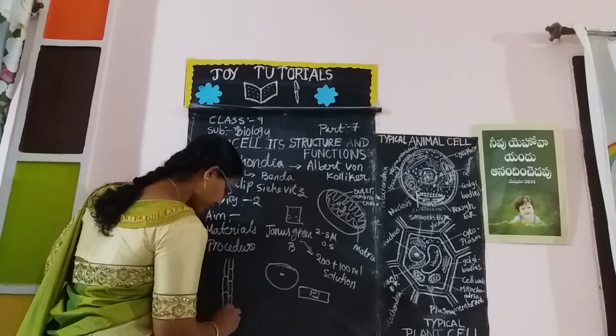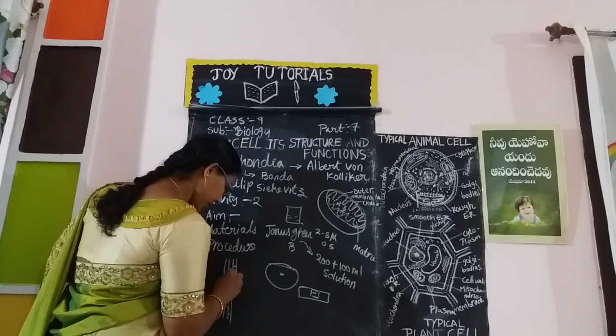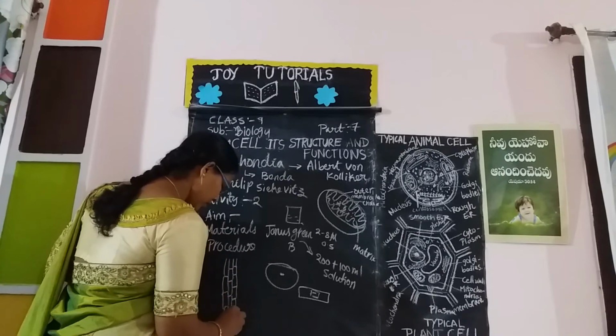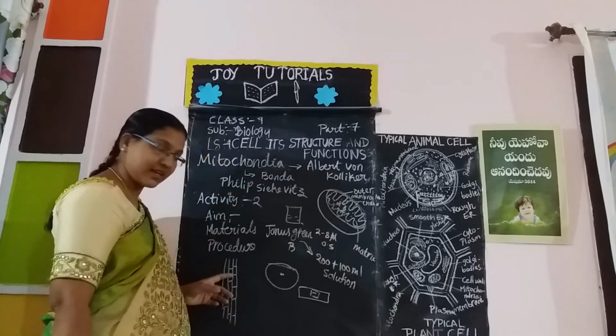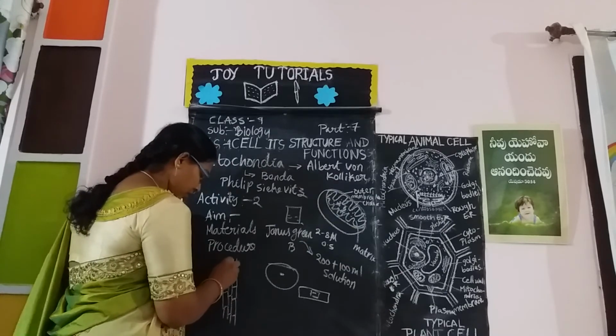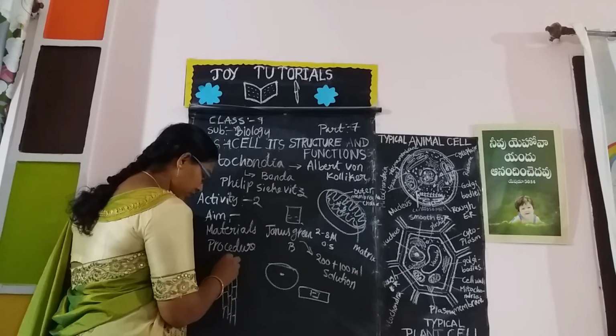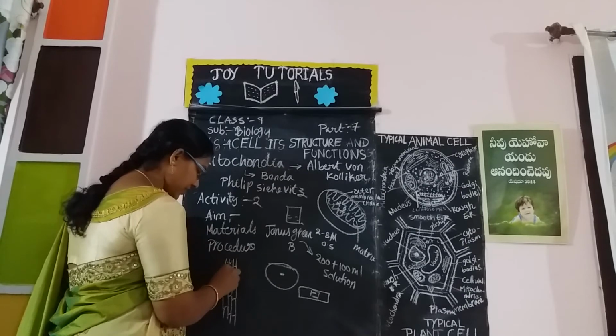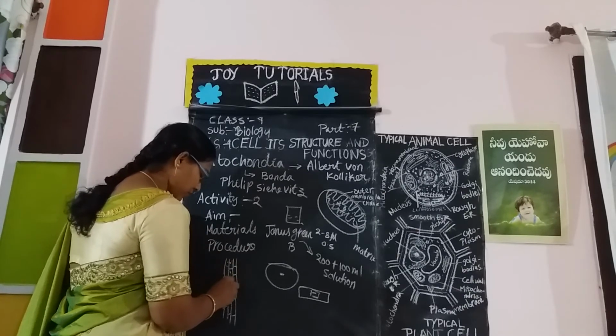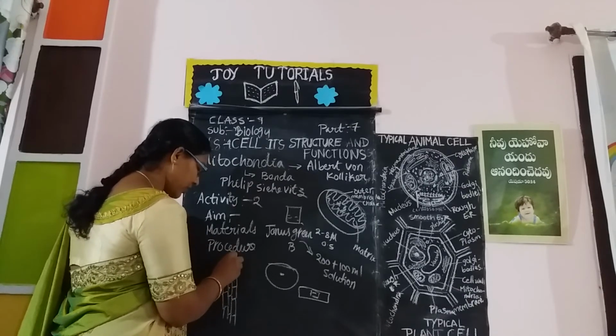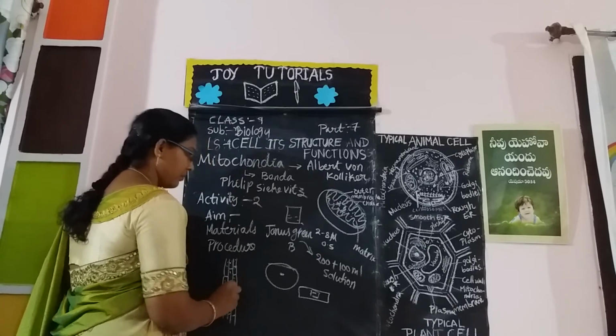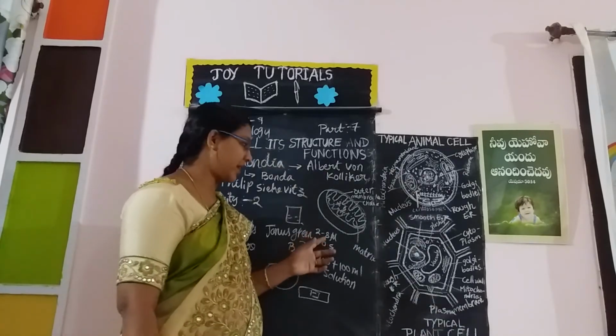This onion peel is a plant cell. So we will see rectangular shaped cells. Here we will see circular dots. We will notice circular dots in the compound microscope, but we will observe more with the help of an electron microscope.